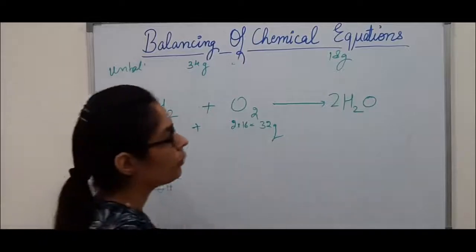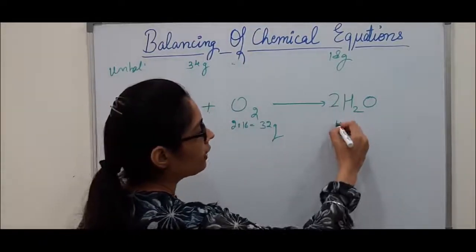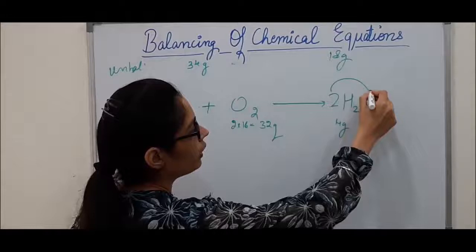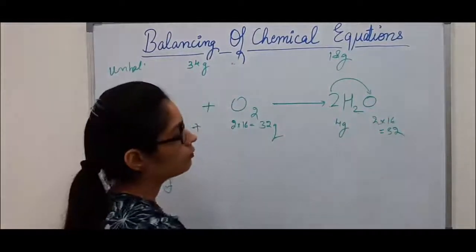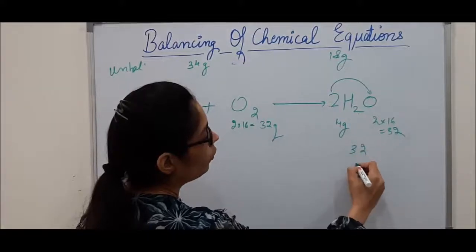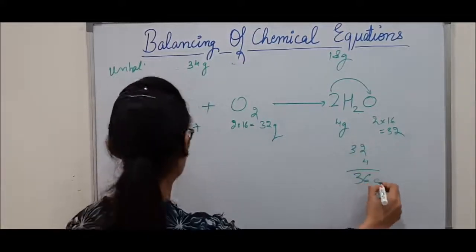Now I'll check for the product. 2 into 2 is 4, hydrogen is 4 grams. 2 into 16 is 32. So the total mass of the product will be 32 plus 4, which is 36 grams.